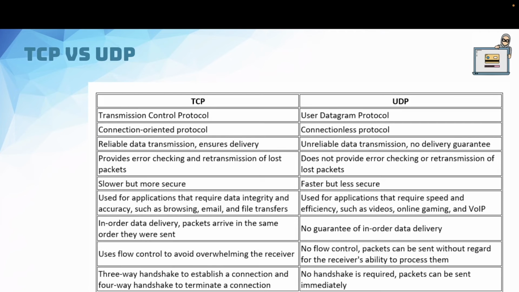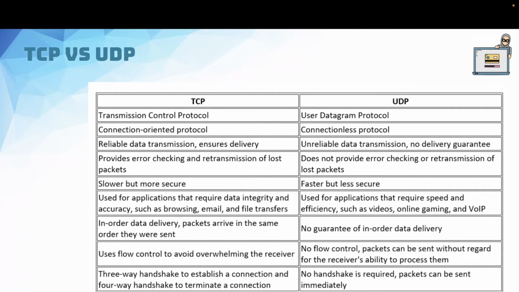If we look at TCP versus UDP, we can see that TCP is the Transmission Control Protocol and UDP stands for User Datagram Protocol. TCP is connection oriented, meaning that a handshake first has to be made before packets can be sent back and forth, whereas UDP is connectionless. TCP is a reliable data transmission way and ensures that delivery is possible because of that handshake at the start, whereas UDP is an unreliable data transmission mechanism, delivering no guarantees of delivery.